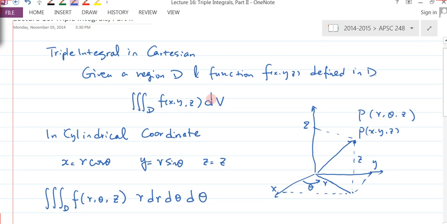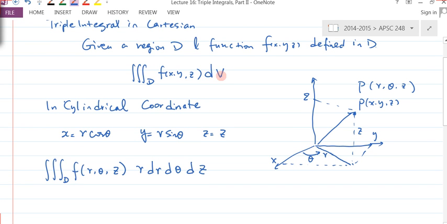Sorry. The last one in the sequence was dz. Oh yeah. Good. So if this is representing the density, then this whole thing basically represents the mass of this region D, right?